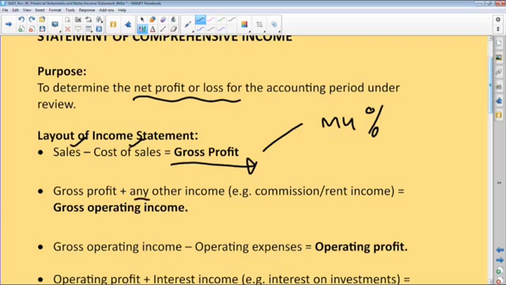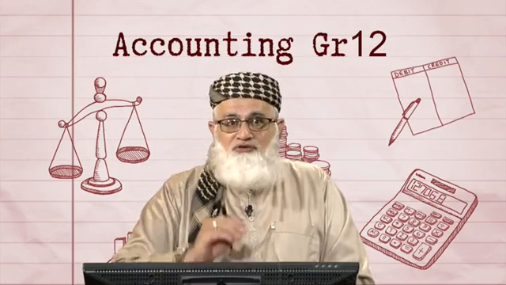Now, from your gross profit, you add your other income. What are we referring to here? Here we are referring to your commission income, rent income, and I'm sure you can discuss with a friend and think of other items that could be included in this section. Let me give you a minute to discuss with your friends as to what else you could have as part of other income.